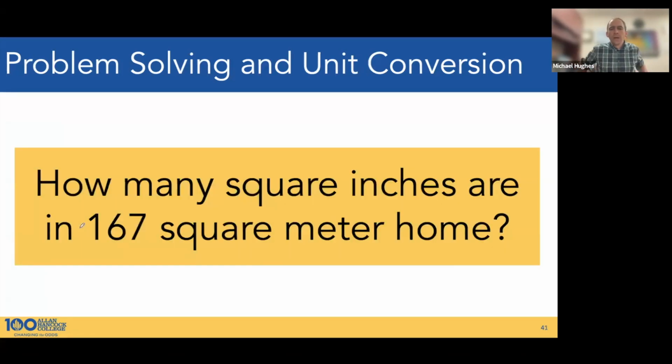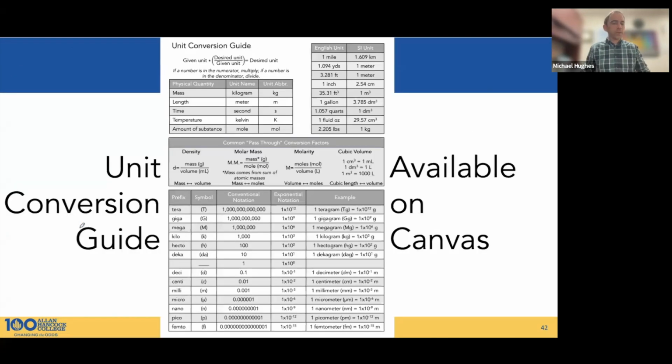Let's try another one. How many square inches are in a standard American 167 square meter home? So if we looked at the relationship between meters and feet, excuse me, I lost my train of thought there. We have a relationship between meters and feet here. 1 meter is 3.281 feet. And I think we know the relationship between inches and feet. So let's go from there.